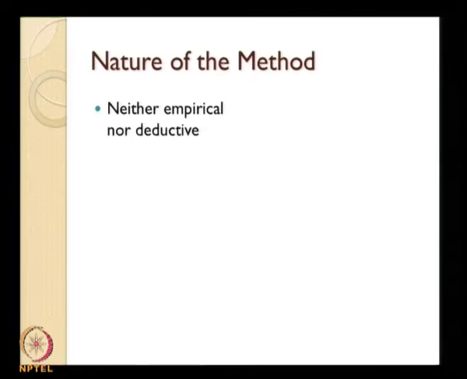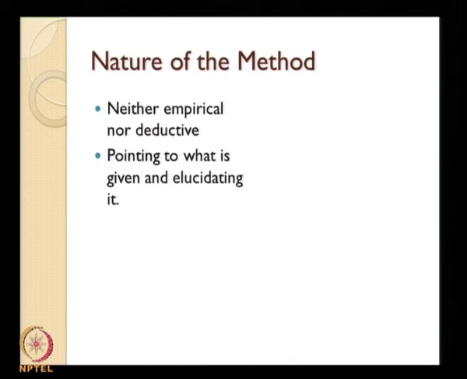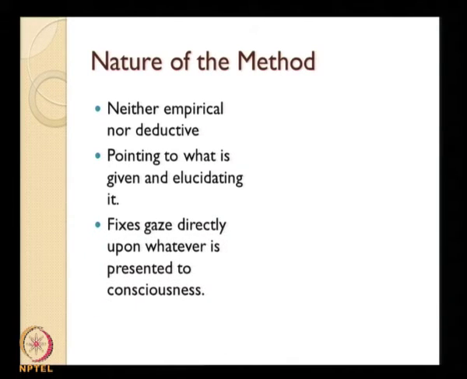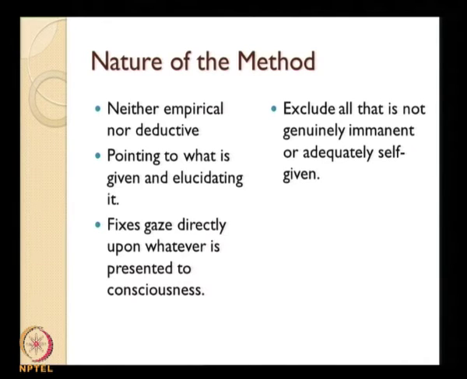Now, again, the method of reduction which we have been talking about, which is the phenomenological method, what kind of a method is it? Here Husserl clarifies that it is not an empirical or a deductive method. The empirical method is adopted by the scientist, and the deductive method is largely adopted by mathematicians. This method is different; it points to what is given and elucidates it. It fixes gaze directly upon whatever is presented to consciousness. It is a kind of looking into consciousness and identifying, locating or isolating that data which is immanent. That is the positive aspect, concentrating on the essence which is given, and on the negative side you exclude all that is not genuinely immanent or adequately self-given. I have already discussed this.